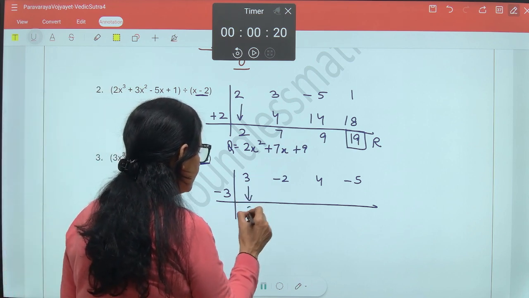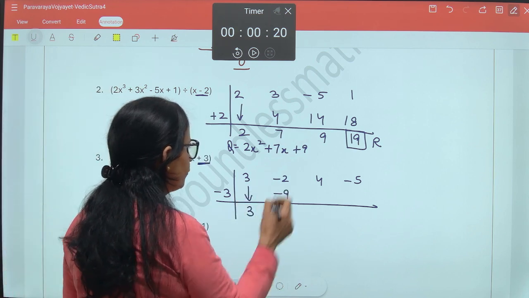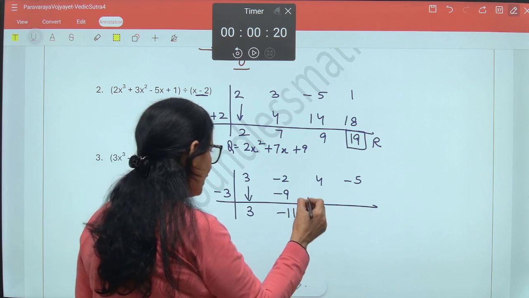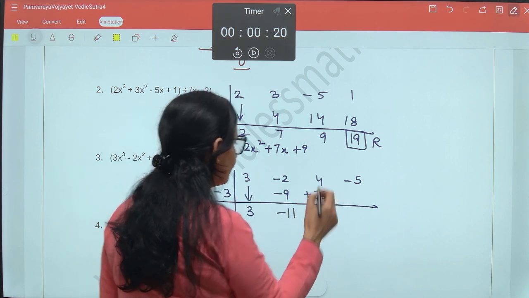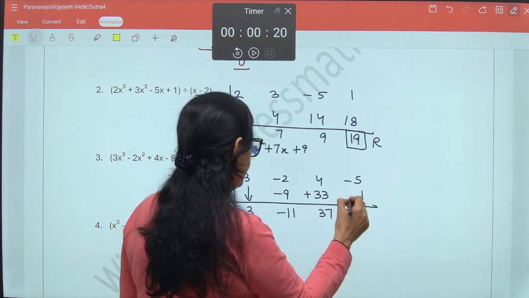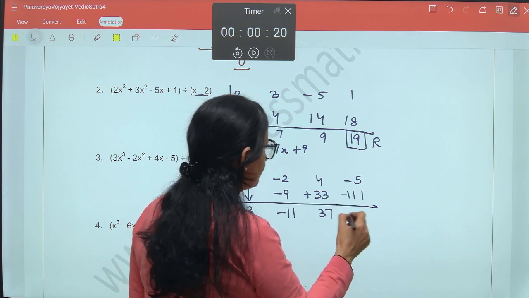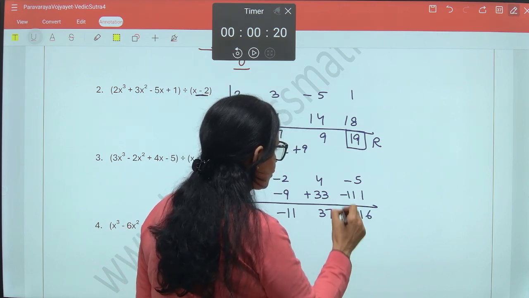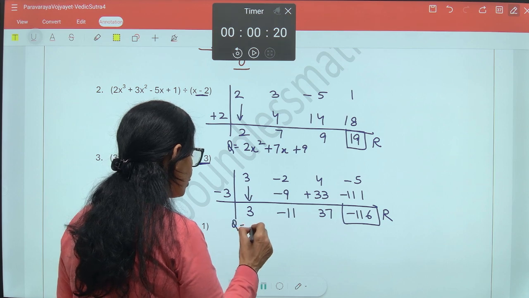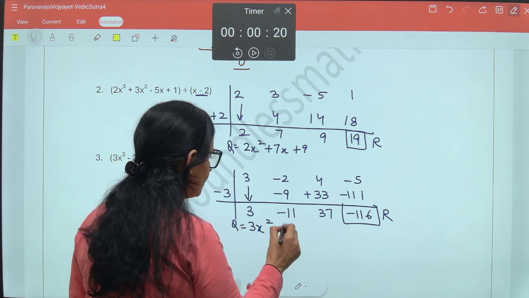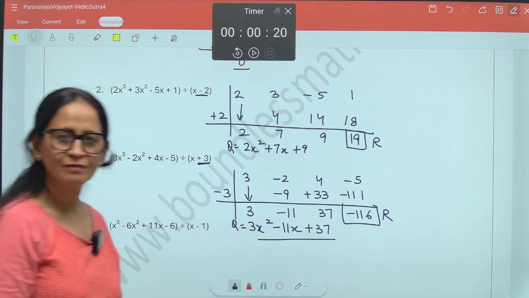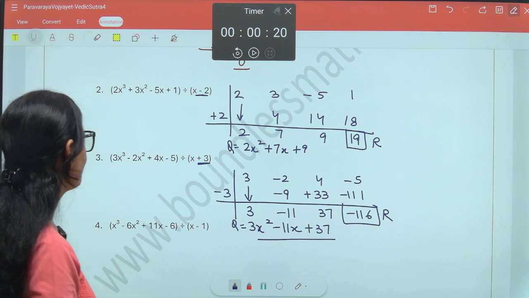Bring down 3, 3 3s are 9, minus 9. 9 and 2 makes it 11, minus 11. Now minus into minus is plus, 11 3s are 33, 37. Minus 111 and it is minus 116. So that means the remainder here is minus 116 and the quotient is 3x square minus 11x plus 37. Amazing. Yes? Yes, it is amazing.